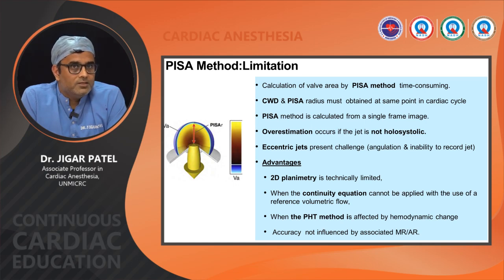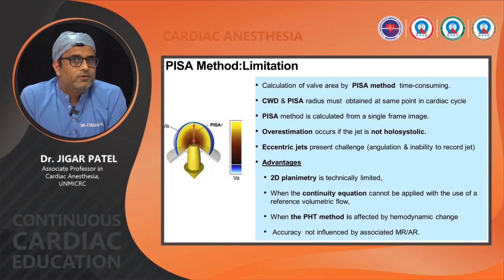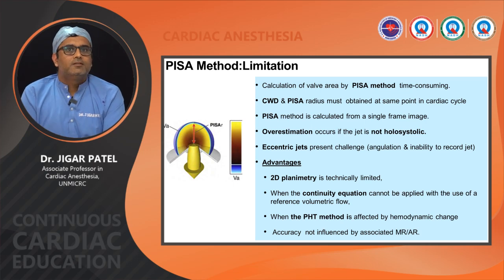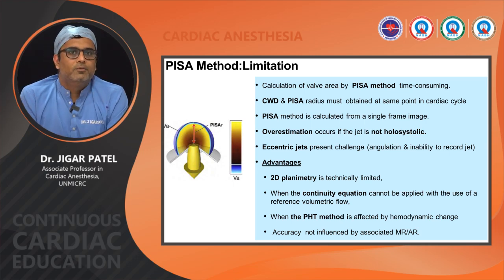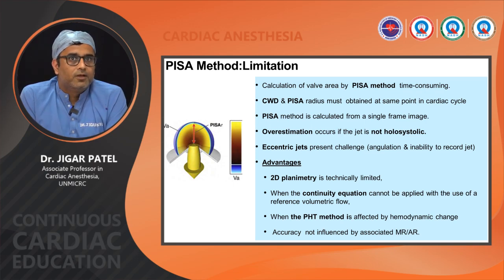Similarly, the PISA method has some advantages. It is useful when 2D planimetry is technically limited, when the continuity equation cannot be applied with the use of regurgitant reference volumetric flow, and when the method is affected by hemodynamic changes. Its accuracy is not affected by regurgitation of other valves, so you can use it in that condition.